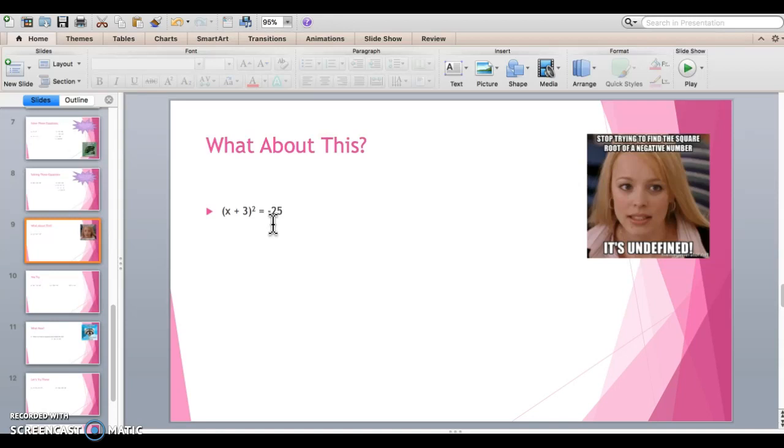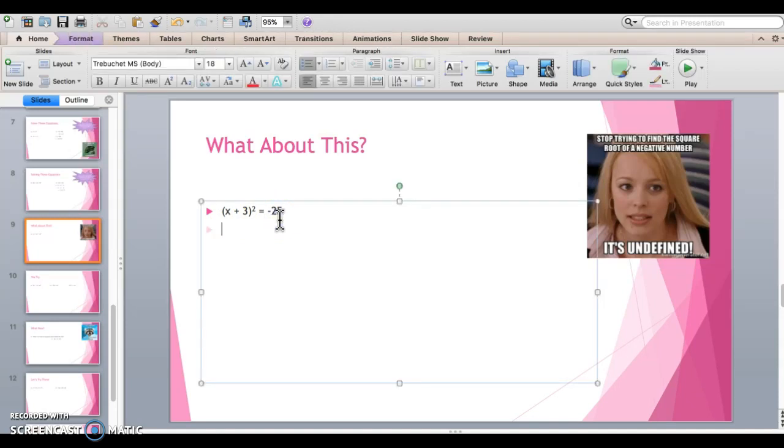So here I have to take the square root, but I'm taking the square root on both sides. Over here, this means the square root of a negative 25. Now what we need to realize is when we take square roots, you cannot have a number that you're timesing by itself and it equals a negative. There is no number that I can times by itself to get negative 25.